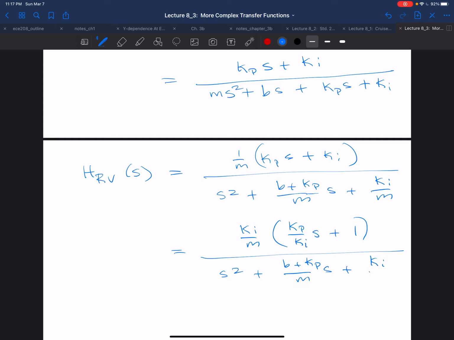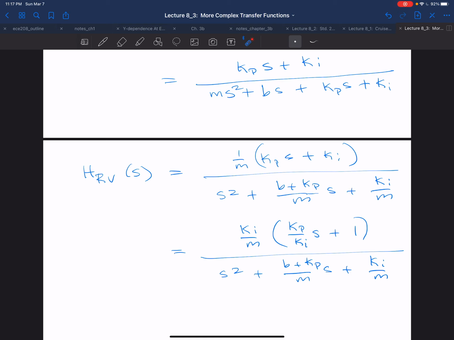So this looks like the transfer function of our standard second order system, except we've got an extra factor in the numerator. We have this kp over ki times s plus 1. That means that we have a finite zero in our transfer function, as well as the poles. We've already analyzed the effects of the poles. We don't know exactly what the effect of this zero will be.